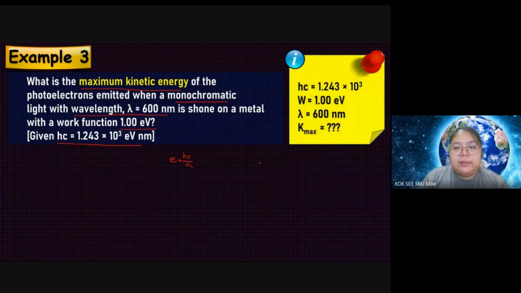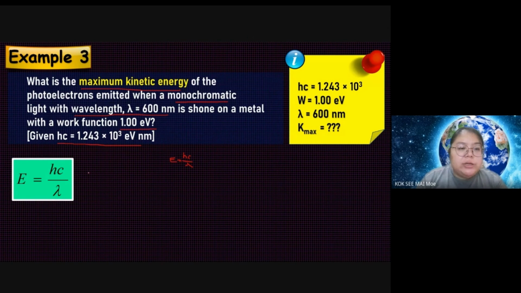Go through the info first. The hc is provided. W is 1 eV. Then they give you the lambda. So later the nanometer, you need to cancel by using the lambda. Then we can get the unit in eV and do the calculations. They want to find Kmax, so we just show the formula for Kmax. We want to get the energy first. So I just apply E equals hc over lambda.